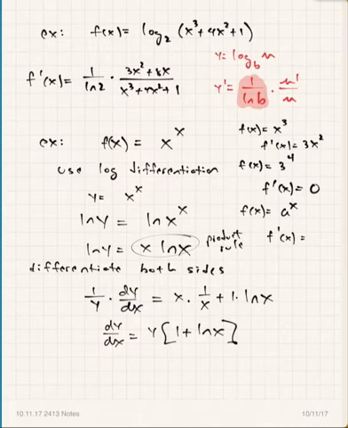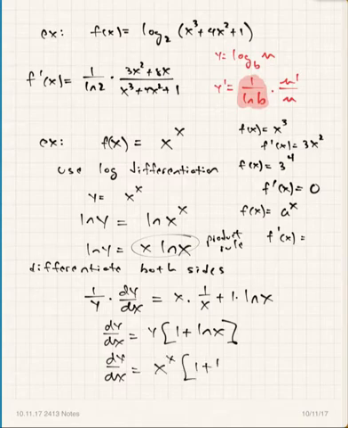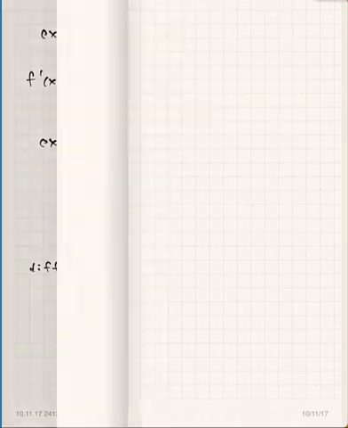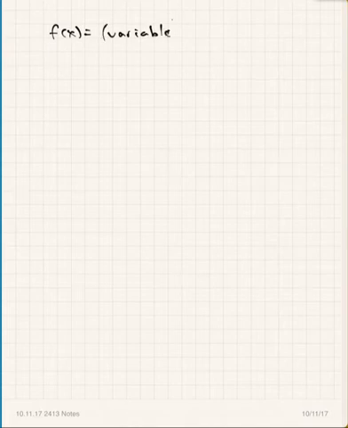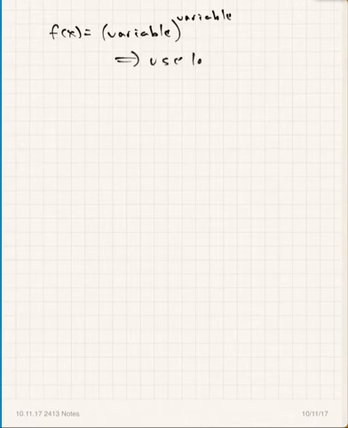And y was x to the x, so you end up with dy dx equal to x to the x times 1 plus natural log x. Okay, so the moral to the story on this problem is that if you have a function f of x equal to a variable base raised to a variable power, like that, use logarithmic differentiation to differentiate that problem.